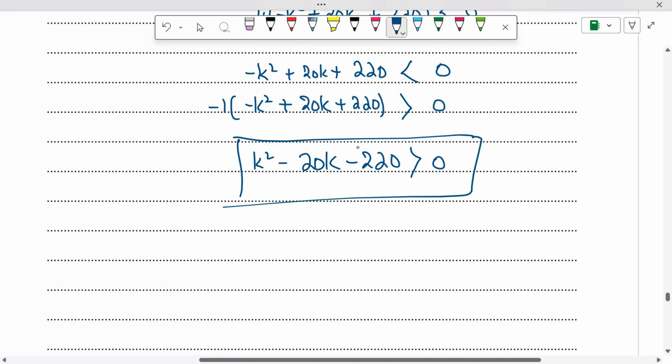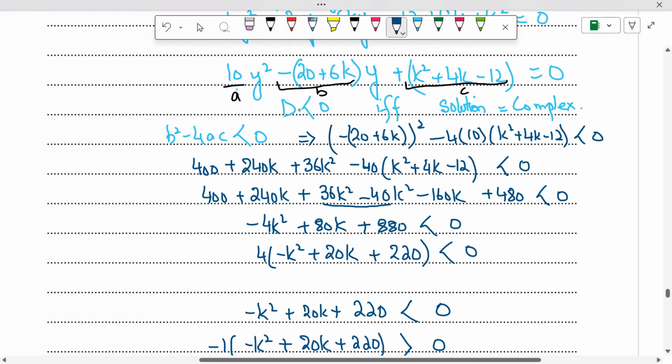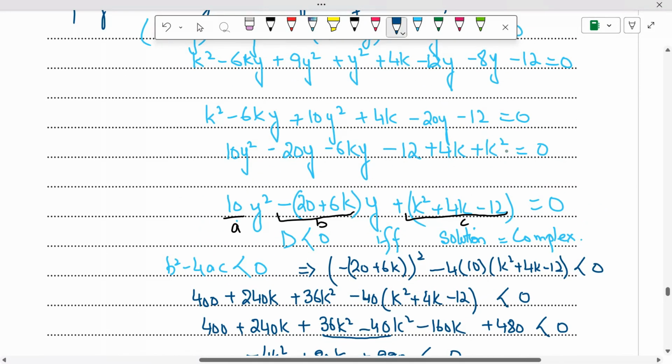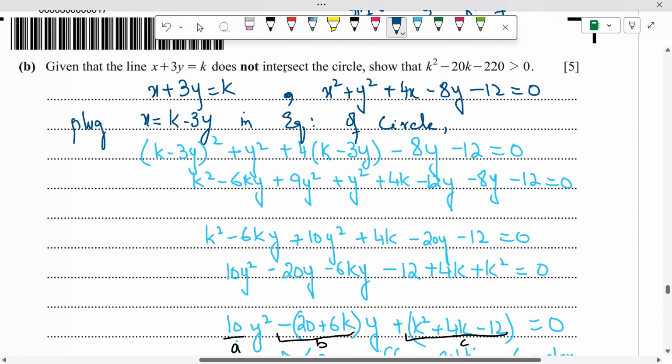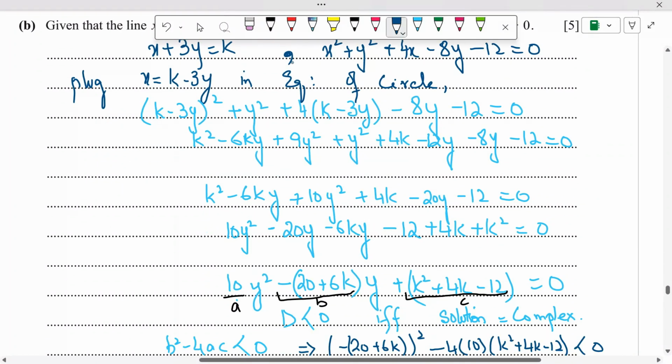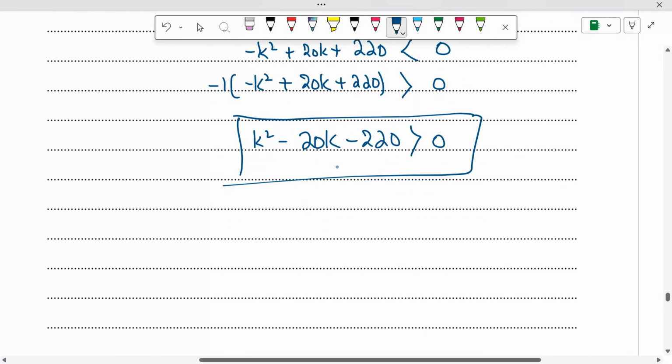So if this condition is satisfied, the discriminant will be less than 0, so we do not find any solution. If we do not find any solution, the line does not intersect the circle. Or you can say that the line does not intersect the circle if the condition is satisfied.